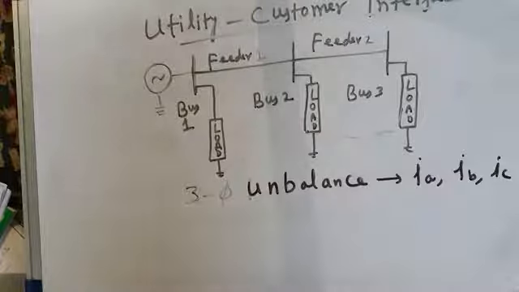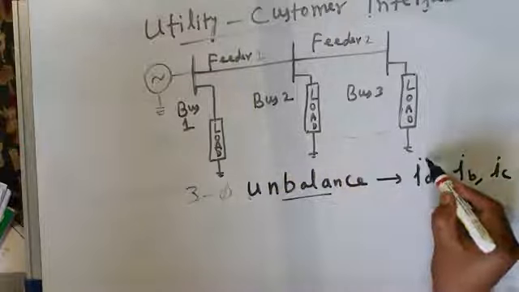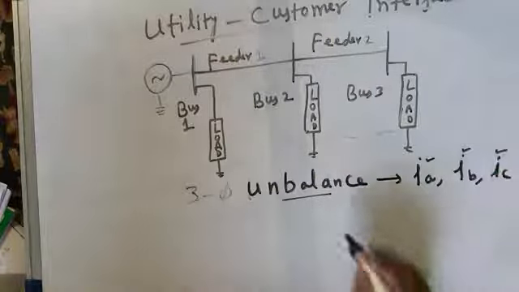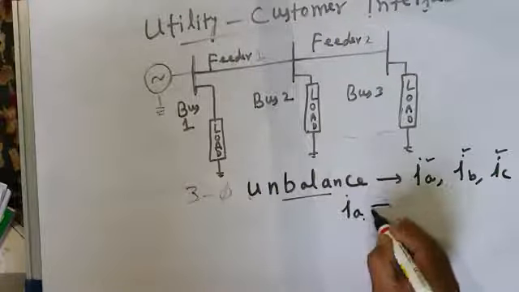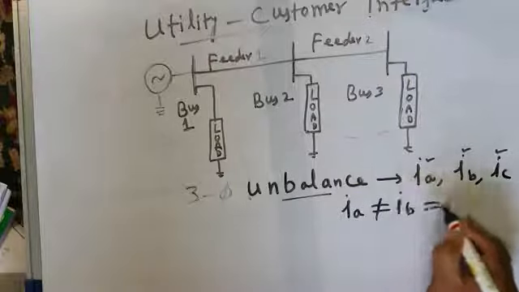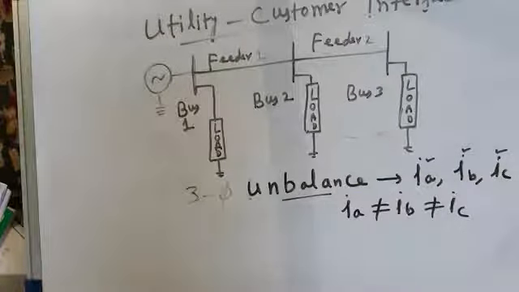But your 3-phase system may not always be balanced. There are many reasons that a 3-phase system becomes unbalanced. Maybe single phase loads on a 3-phase 4-wire system make the system unbalanced. And when the system is unbalanced, the magnitude or the amplitude of the 3 currents is not the same. So IA is not equal to IB, not equal to IC. So such a system is a three-phase unbalanced system, or there may be unbalance in the phase angles also.